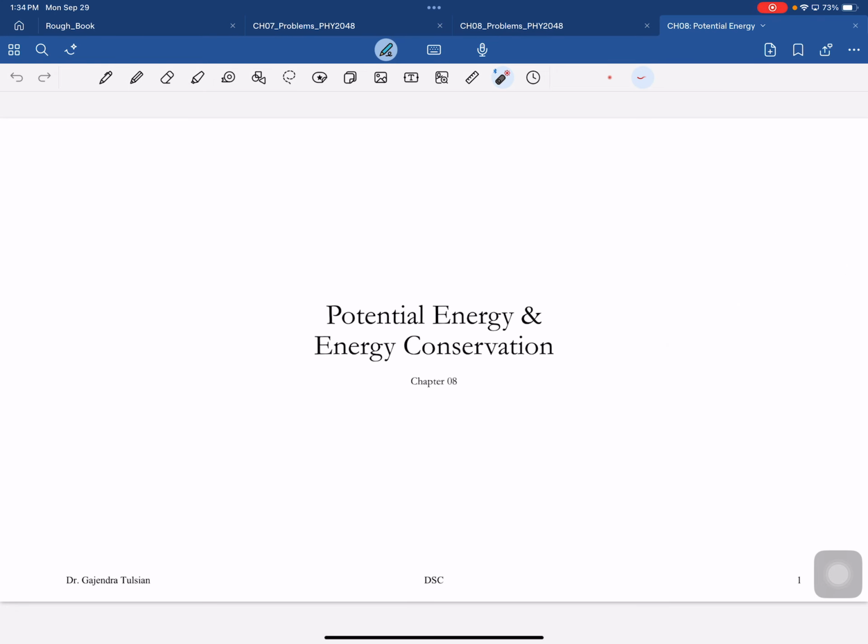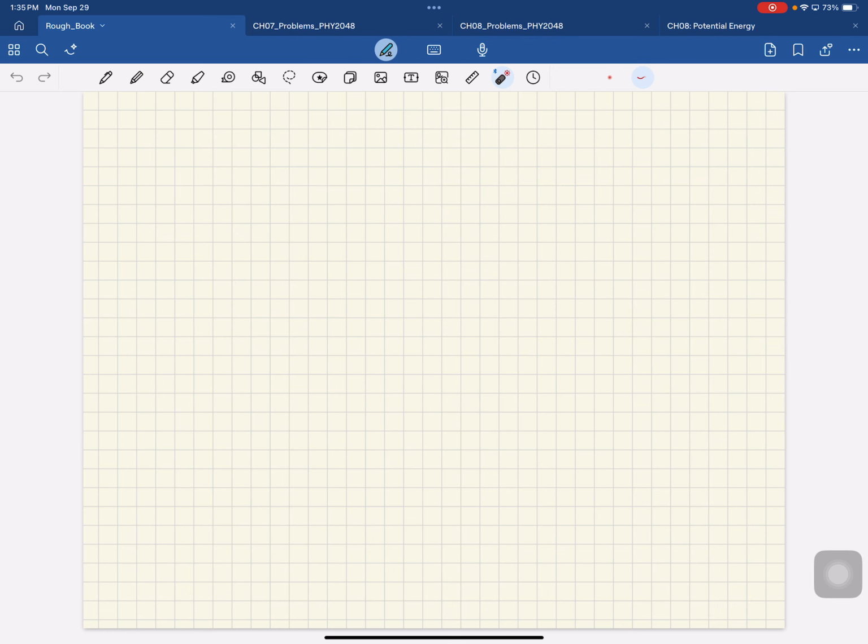All right, guys, so let's get started. This chapter is about potential energy and energy conservation. If you have seen the fundamental theorem of calculus, this entire chapter is based on that. So, let me show you what that is.